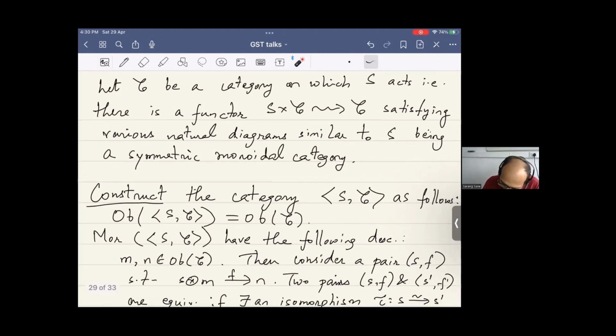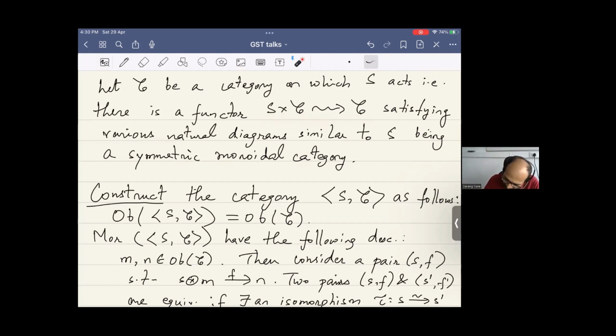Okay, so now suppose we have a category C on which S acts. So what that means is you have a functor S cross C to C, and it will involve various diagrams commuting. So remember that when we said S is symmetric monoidal, there were a bunch of things that we said happened. So there was associativity, the left unitor, the right unitor, and they involved various triangles. There was a triangular law and a pentagonal law, etc. So all of those things have to come in here. Okay. So it's a functor for which all those relevant diagrams commute. Whatever makes sense commutes.